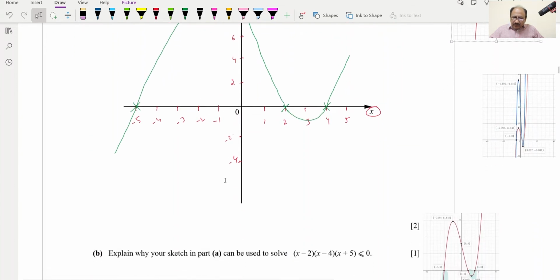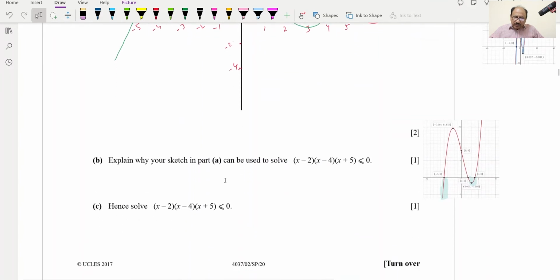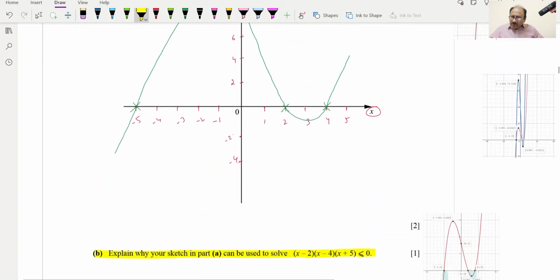So we are done with this A part. We will go through this B part. B part is saying explain why your sketch in part A can be used for this one. Y is less than or equal to this. So y is we can use this.